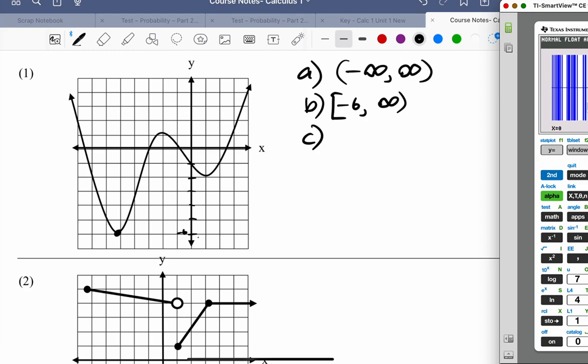It's very circular. For increasing, decreasing, how would you like to write the answers for that? Like in what form? Just interval notation. Okay. Yeah, so parentheses or brackets where appropriate.